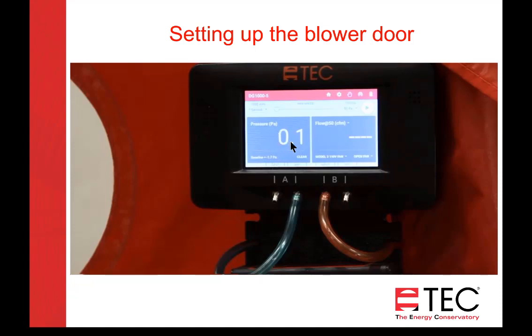The reading here will still, if there's any wind at all, move around a little bit, but it did subtract away that baseline. So the number that's going to be displayed now is how much pressure we're inducing on the house, the change in pressure, not the total pressure.